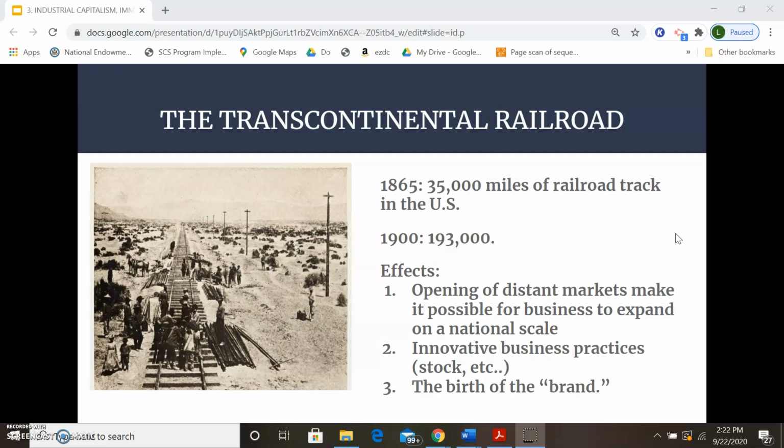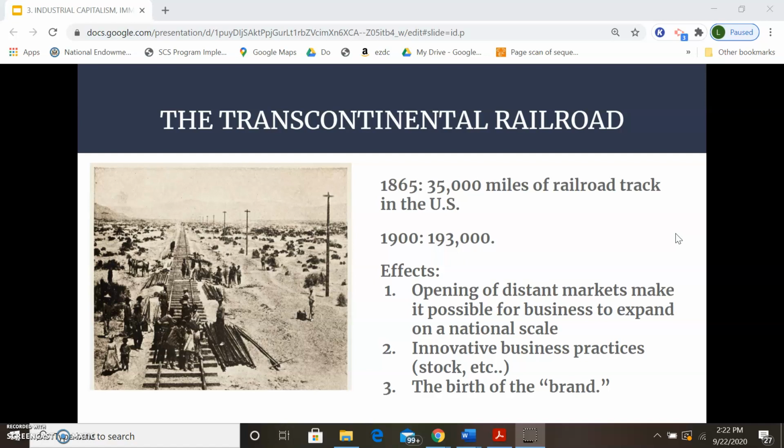And another thing that facilitates the growth of industrial capitalism during this time period, the Industrial Revolution, is the Transcontinental Railroad. Now, the Transcontinental Railroad is simply the idea that there is a railroad that goes across the continent of North America. In 1865, there was only about 35,000 miles of railroad track in the United States, but by 1900, there's 193,000, and the East Coast is connected to the West Coast by railroad track for the first time.